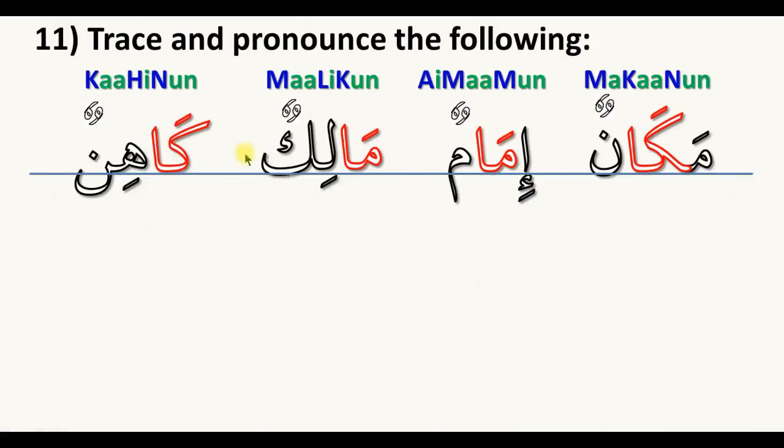As for Malikun, those of you who know the first chapter of the Quran would remember the phrase Maliki Yawmiddin, which means master of the day of judgment. So Malik literally means a master. And here you have Kahinun. A Kahin is a soothsayer or fortune teller, a person who you would have to keep away from. Okay?